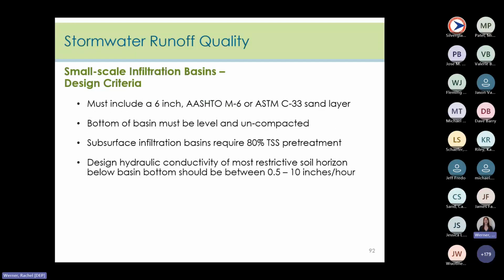Additionally, the basin must include a 6-inch AASHTO M6 or ASTM C33 sand layer. The basin bottom must be level and uncompacted, so the soil erosion and sediment control plan should address how they plan to achieve this. Subsurface infiltration basins require 80% TSS pretreatment, and the design hydraulic conductivity of the most restrictive soil horizon below the basin bottom shall be between 0.5 and 10 inches per hour. So these are all things to check for in your review. You want to make sure they have all these things.